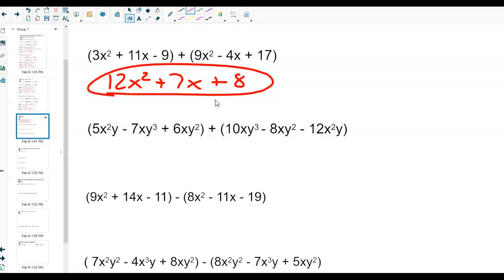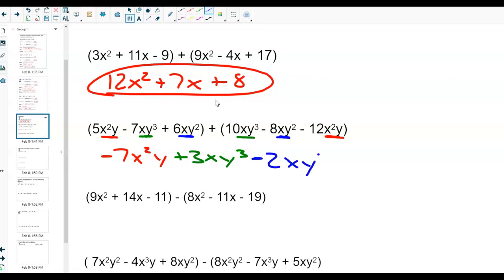Here we got to make sure we're matching the correct things up. X squared y goes with x squared y. 5 and negative 12, negative 7x squared y. Xy cubed goes with xy cubed. Negative 7 and 10 is a positive 3, xy cubed. Xy squared and xy squared. 6 and negative 8 is negative 2, minus 2xy squared.